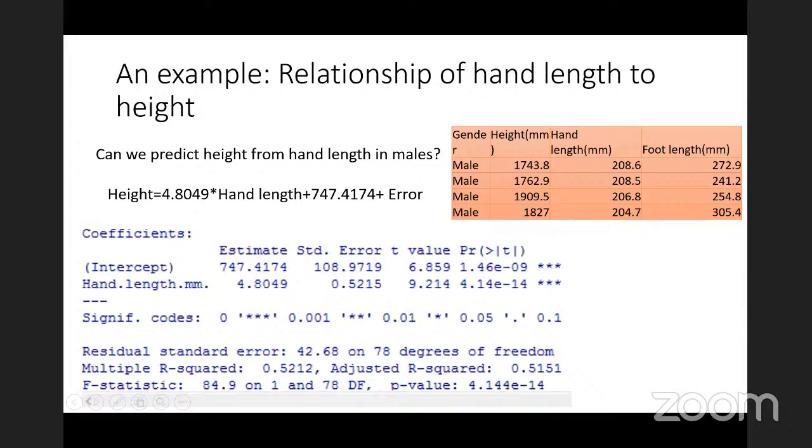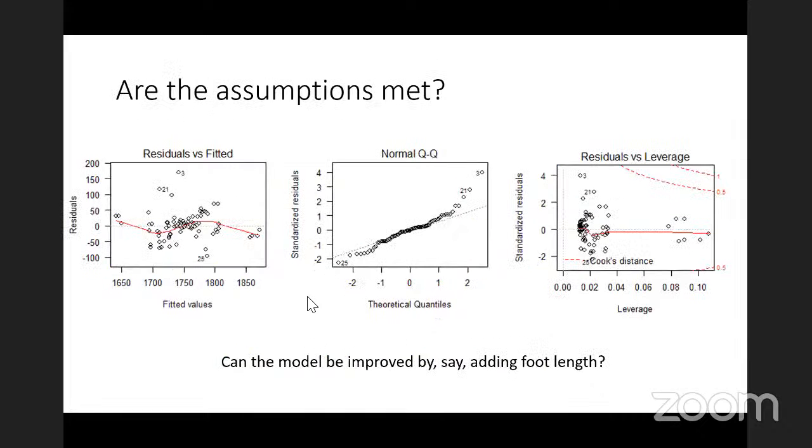Now, while we do this, we should always check out the assumptions. We check out the residuals versus fitted. The residuals seem to be closely around zero, but there are one or two outliers. We should examine whether these outliers are actually influential or not by the residual plots.